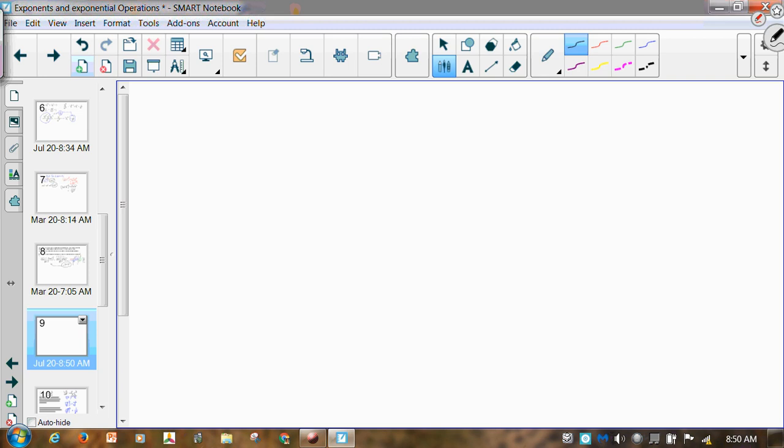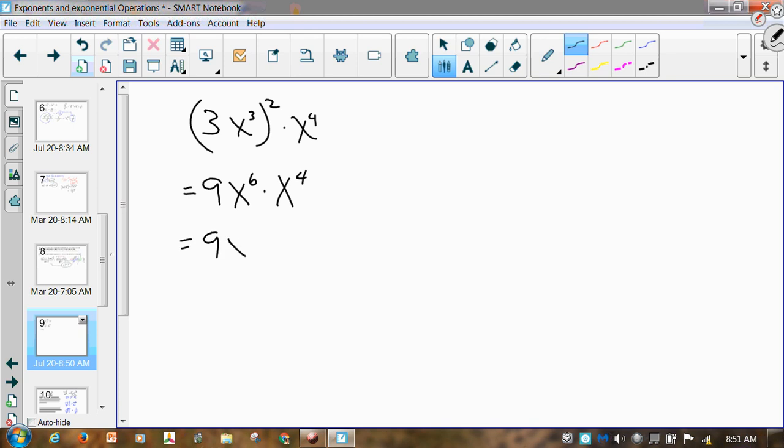All right, suppose we have 3x cubed, squared, times x to the 4th. So let's go ahead and take care of our parentheses. What's that going to be equal to? 3 squared is 9. X cubed raised to the 2nd power is x to the 3 times 2, so that's x to the 6th, times x to the 4th. And that equals, using the addition rule, 9x to the 10th.